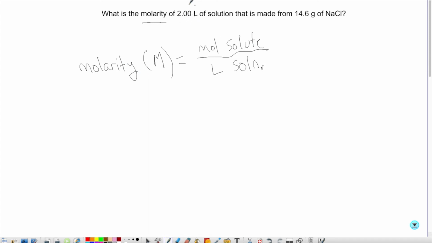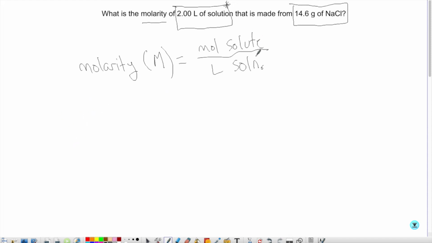So I have 2 liters of solution, and I have 14.6 grams of NaCl. So there are lots of ways that we can do this, all right? One of the things that I can keep in mind is this is 2 liters of solution, so this is the whole thing. We don't care what the solvent is in this case, we just care that it's solution. There are really 2 different ways that I can do this, and I'm going to show you both of them.